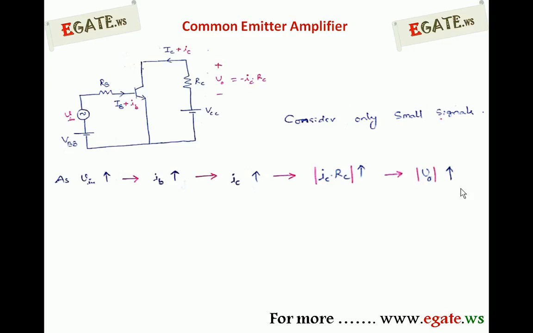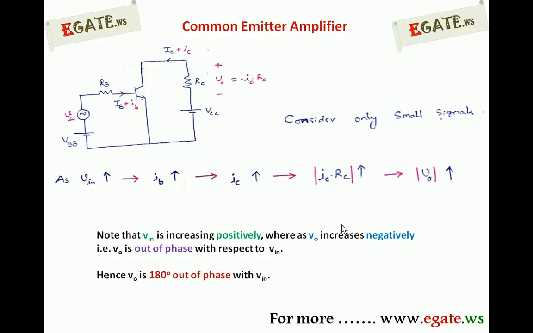But if you observe, V input is increasing positively, whereas V0 is increasing negatively. Whenever the input signal is increasing positively, the output is increasing negatively. So there is a change in sign, that is nothing but phase inversion. So note that V input is increasing positively, whereas V0 is increasing negatively. That is, V0 is out of phase with respect to V input. Hence V0 is 180 degrees out of phase with V input. That's why common emitter has a 180 degrees phase shift.